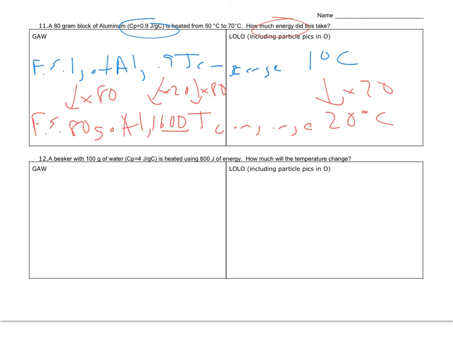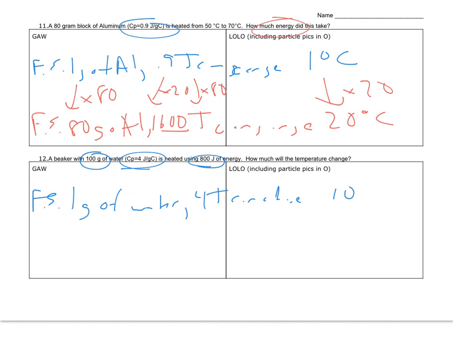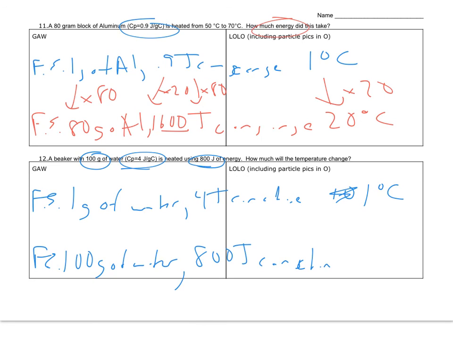Now we got a beaker with 100 grams of water. They give us the CP of water. 800 joules of energy. How much did the temperature change? So we know for every 1 gram of water, 4 joules can change the water 1 degree Celsius, right? And we know that we've got 100 grams of water, and we've got 800 joules, and we want to know the change.